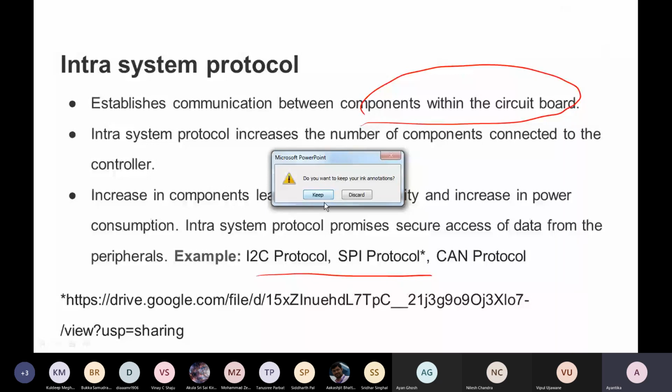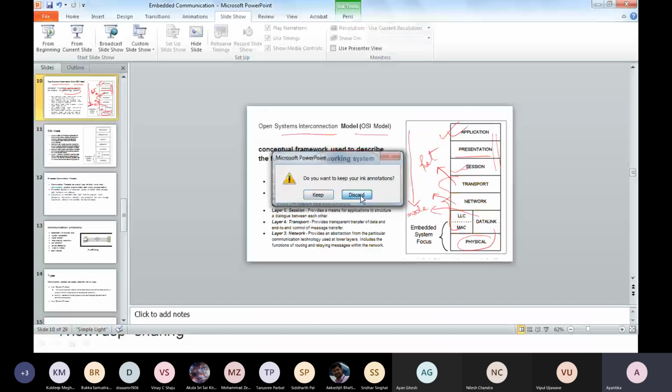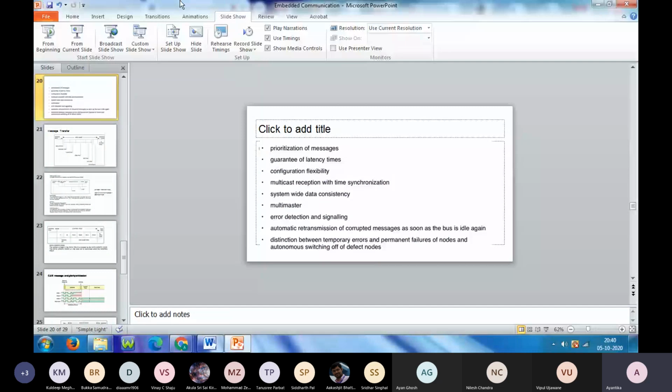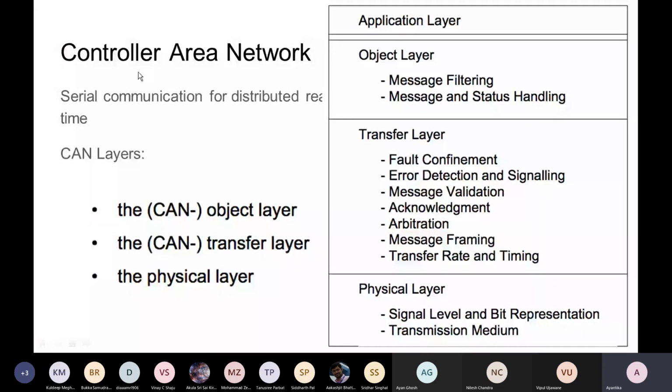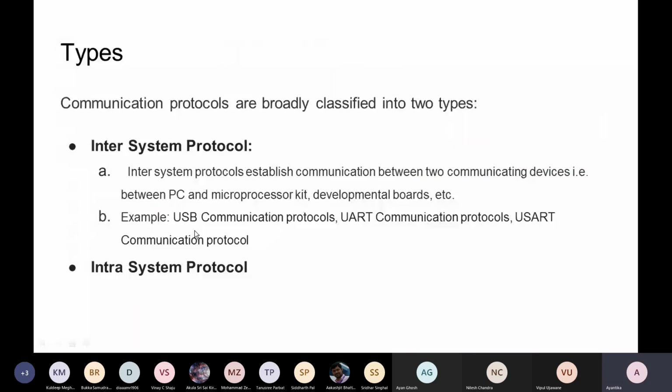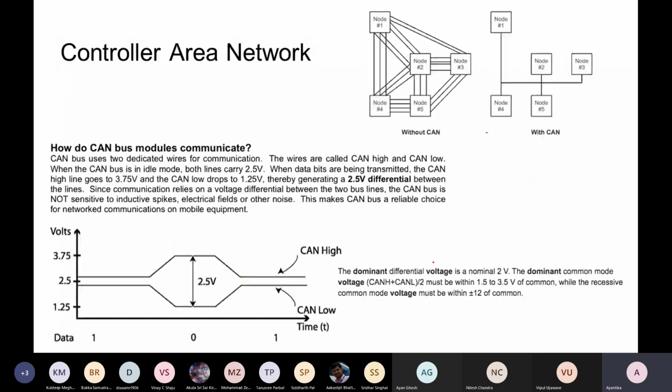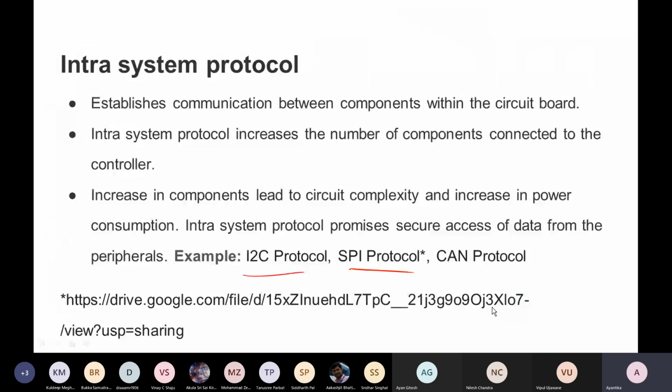we will discuss these protocols one by one, whatever we have mentioned here. We will discuss USB, UART, I2C, SPI, those protocols, and then we will come to CAN. The link is given. I have already uploaded another file in this Drive link, so you can go there and find the details related to the other protocols.